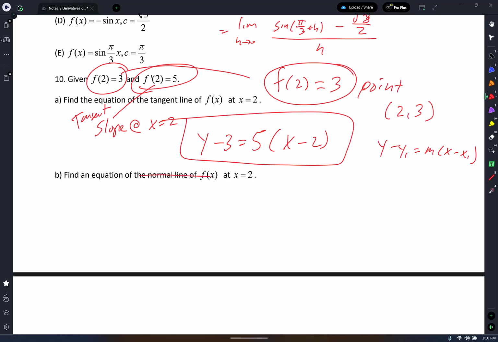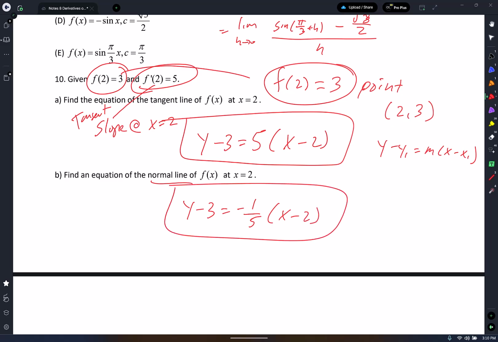Find the equation of the normal line. Well, the normal line is just perpendicular to your tangent line. So you're just going to do the opposite reciprocal of your slope. That's it. y minus 3 equals negative 1/5 times (x minus 2). There it is, guys.